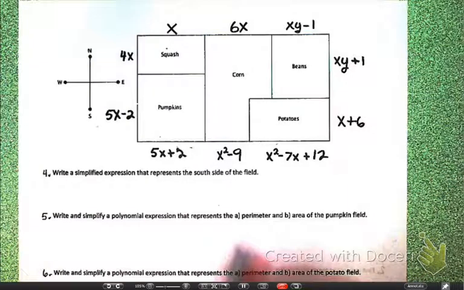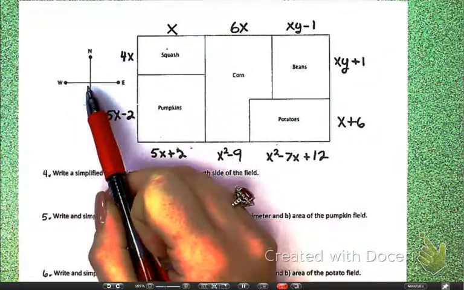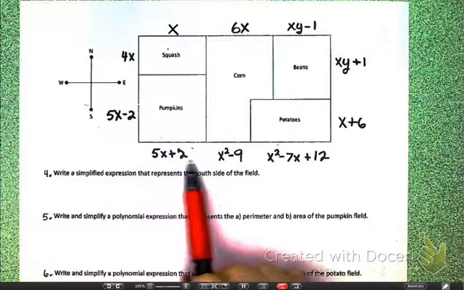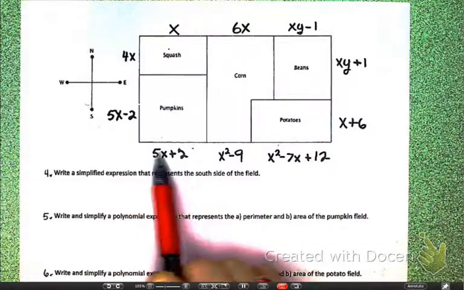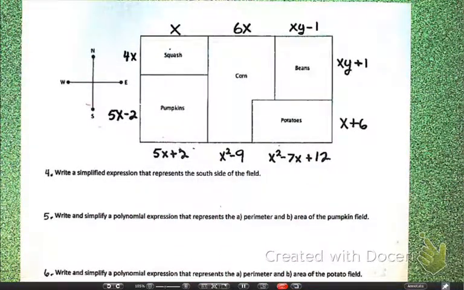Okay, I even gave you a compass. So the south side of the field would be all of these pieces here. So if I want to write an expression that talks about the south side of the field, what do you think I'm going to do? So use the knowledge that you've learned over the last couple weeks to tell me what we think we're going to do. And crickets. Here's the entire south side of the field. What would you do to get the entire south side? I heard it. Add them all up. Okay, we want to know what the south side is, so we're going to add them all up.